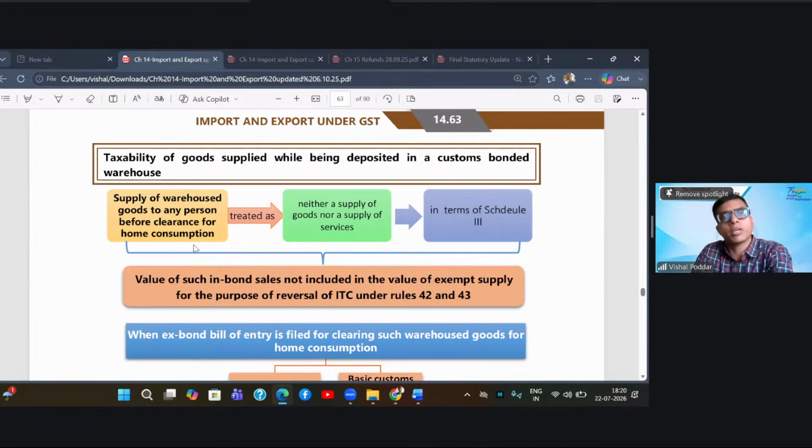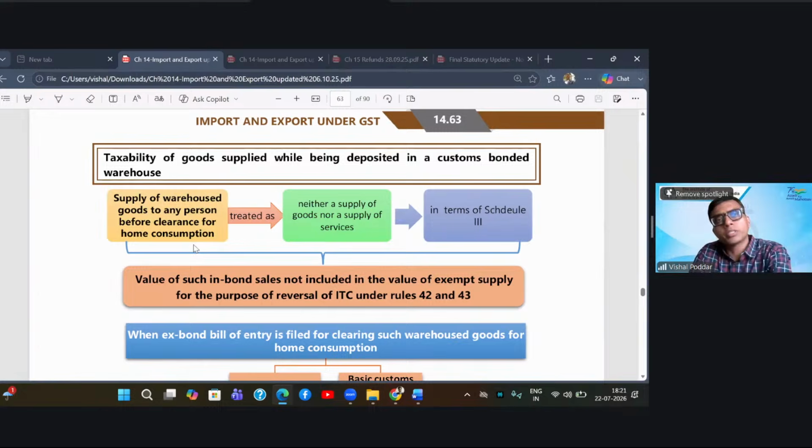Now, in this particular case, whenever you clear the goods from this customs warehouse using again a second bill of entry, which will be called the ex-bond bill of entry, when this ex-bond bill of entry is filed and using it you get the goods cleared, then comes the time when the IGST is levied. So since IGST is to be levied and collected along with customs or in the same manner as customs, in case of warehoused goods, the IGST is also deferred. It will be collected at the time when goods are cleared from the customs bonded warehouse.